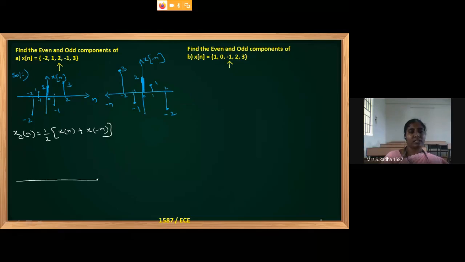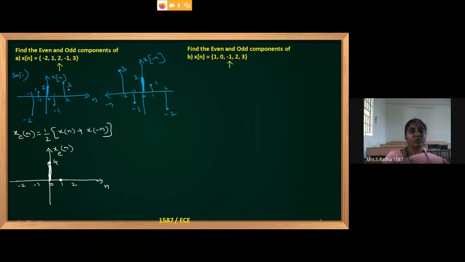Now this is the x-axis, y-axis. I am going to draw the diagram for x even of n. 0, 1, 2 on the x-axis, minus 1, minus 2 on the negative x-axis. Now at 0, in both diagrams you have to add 2 plus 2. It becomes 4 at origin. Next, on the right side you have plus 1 and minus 1, so it becomes 0.